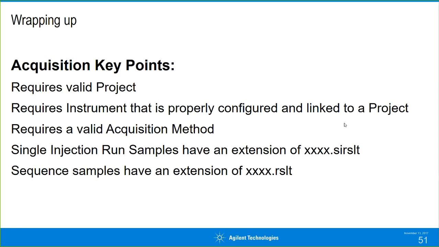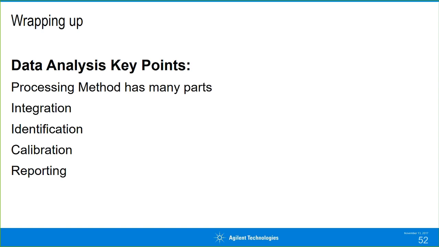All right, and then you have single injection samples. What do those create? They create SI result files. Sequence samples create result files.